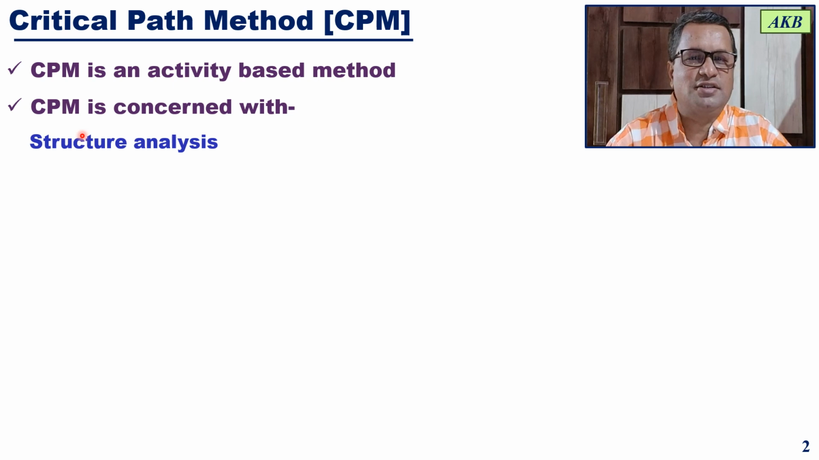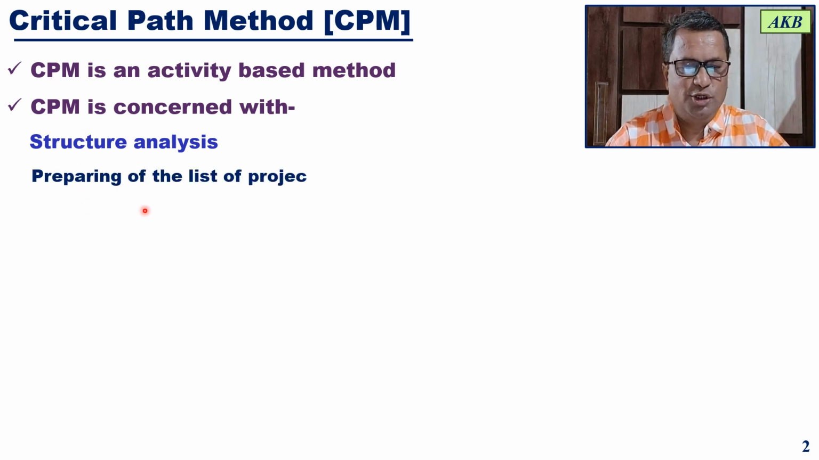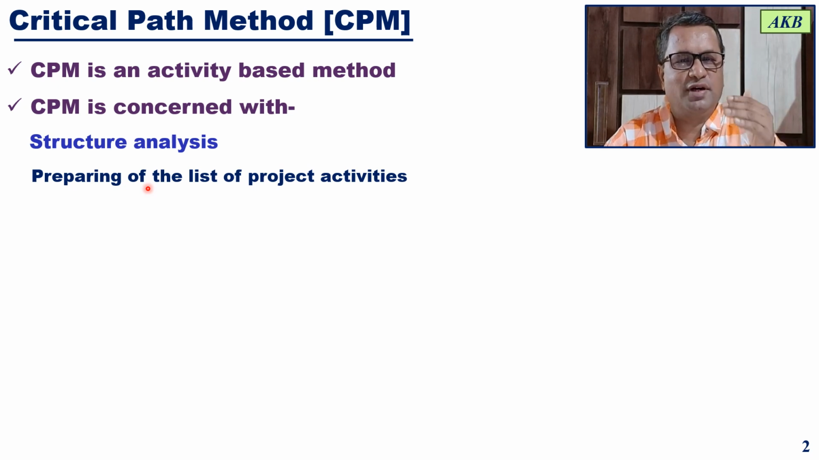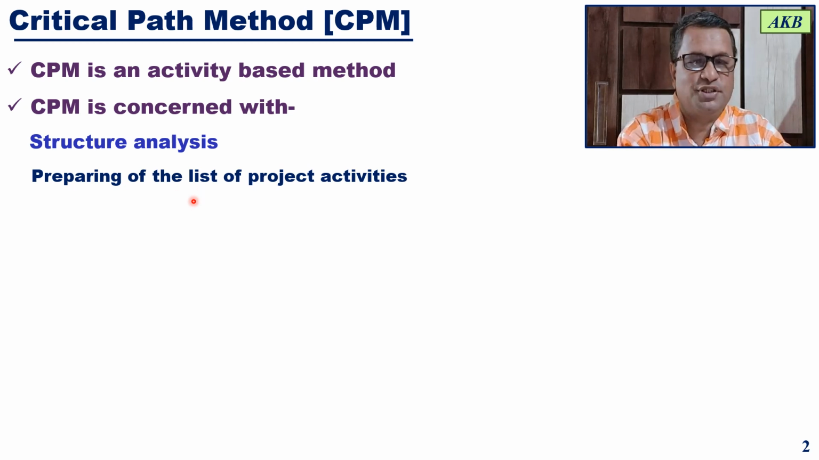First is there is analysis of the network diagram, that is structure analysis. Under this, what is done? First you'll be preparing a list of project activities, and preparation of the list of project activities will be done by work breakdown structure, where the entire project work is divided into small, manageable tasks. These tasks are interrelated with each other, and all of them, when completed, will result in achieving the project objective. So structure analysis involves preparing a list of project activities.